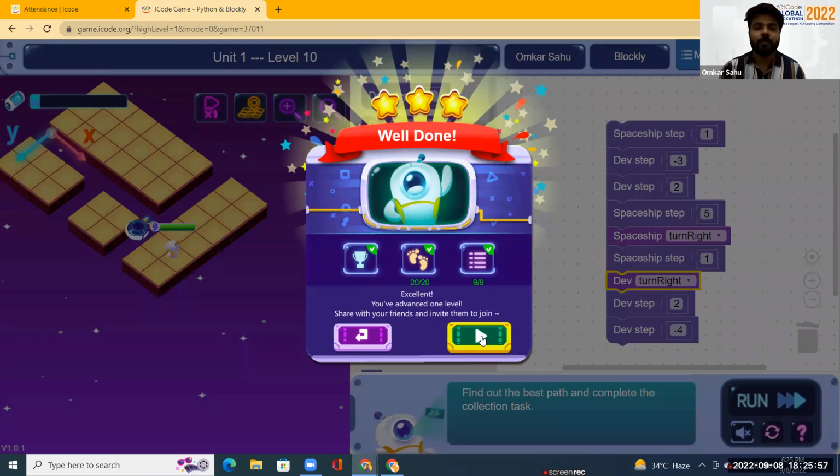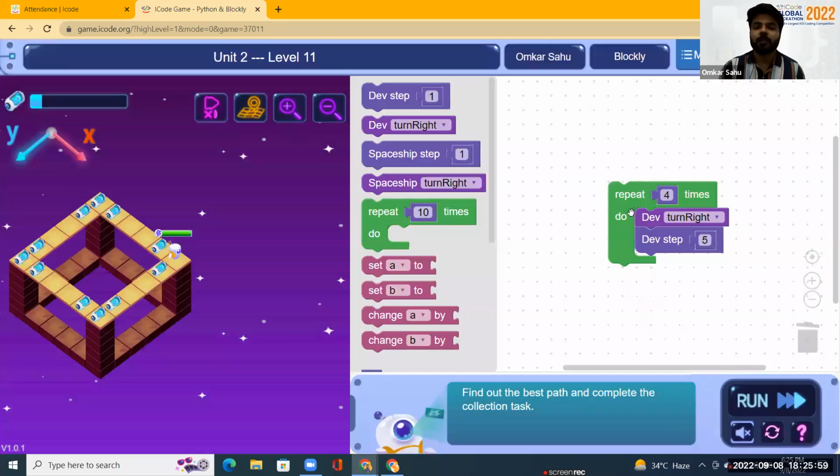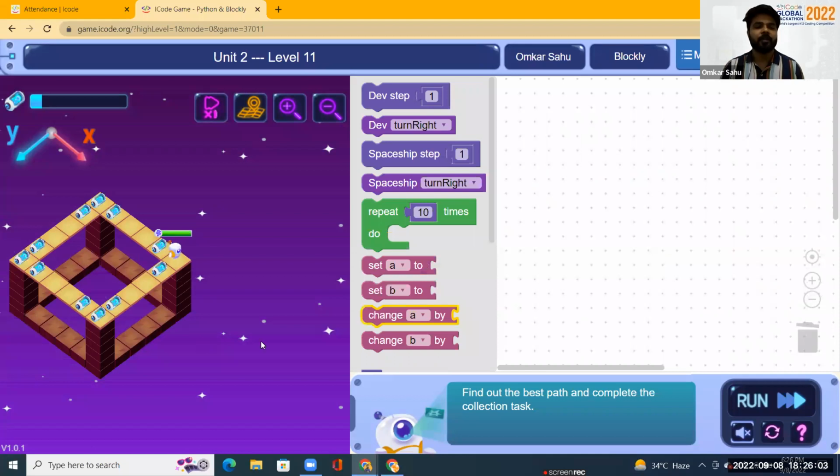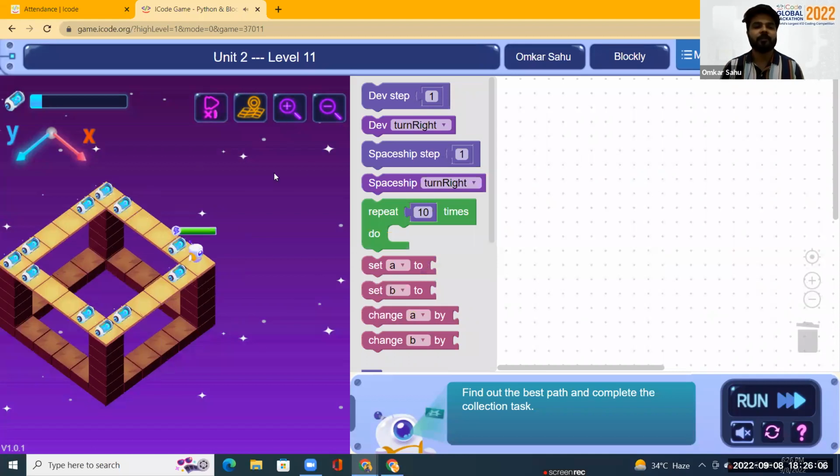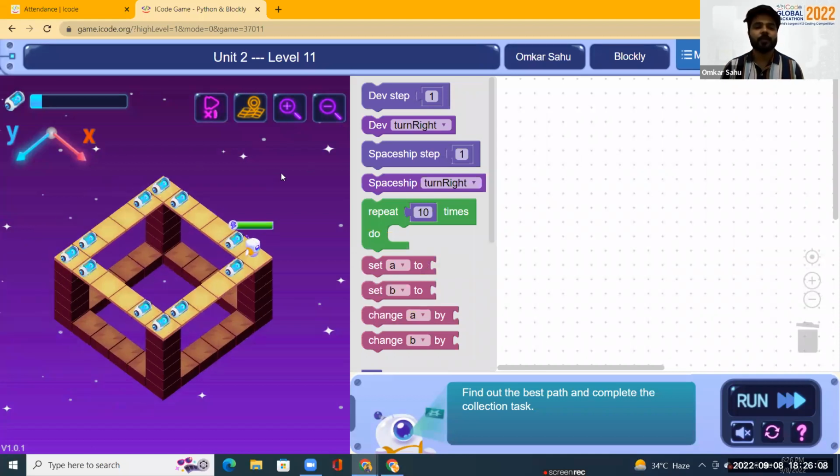Okay, click on the green button to see the magic. Now, the concepts that we have learned in the previous levels, we need to utilize here. Okay, so see what we can do here. Now, if you can identify a pattern, it's a square that is there, right? So see 1, 2, 3, 4, 5. 1, 2, 3, 4, 5. So it is like 5 steps that we have to take every time.